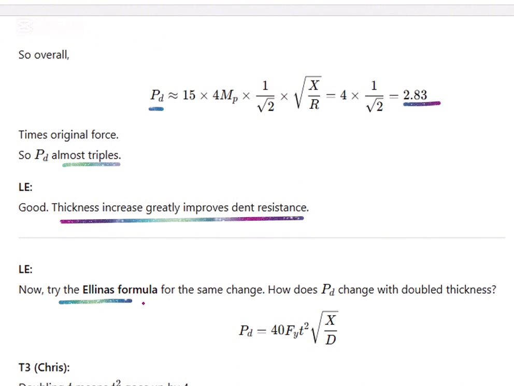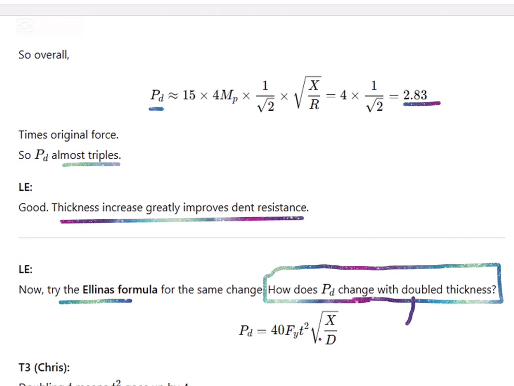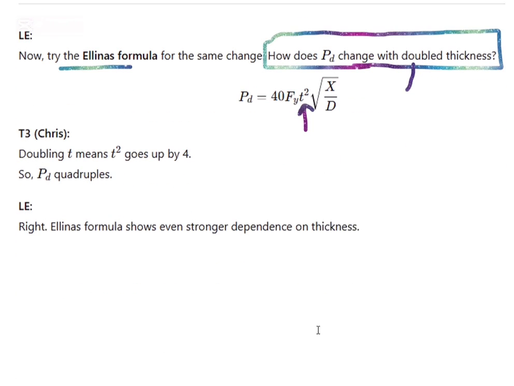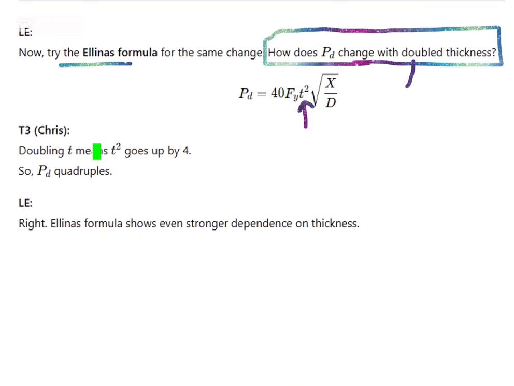Now try Ellinas' formula for the same change. How does PD change with doubled thickness? Doubling t means t squared goes up by 4. So PD quadruples. Right, Ellinas' formula shows an even stronger dependence on thickness.